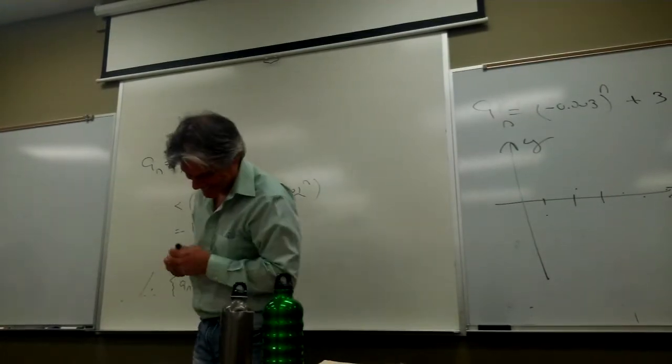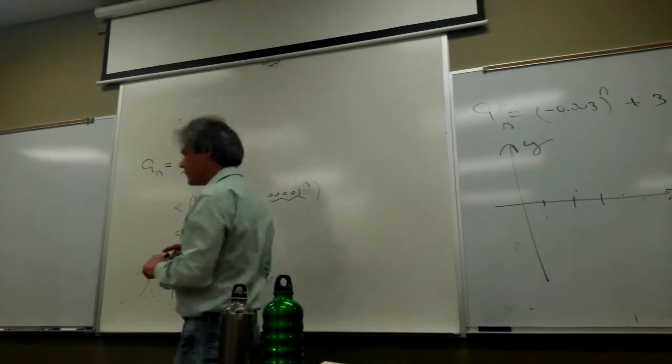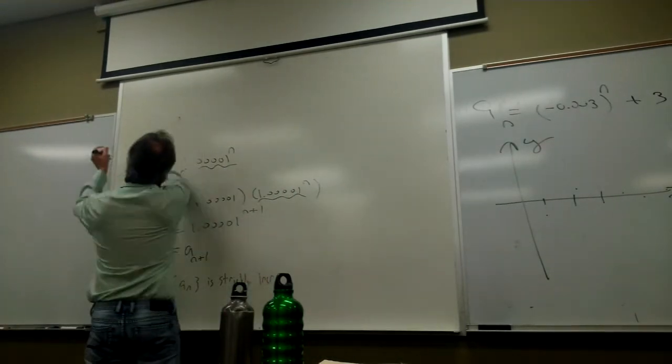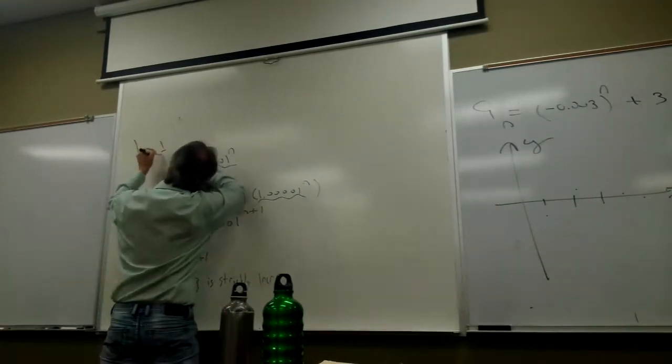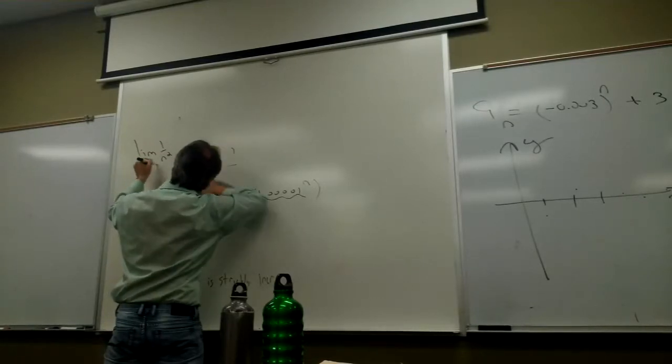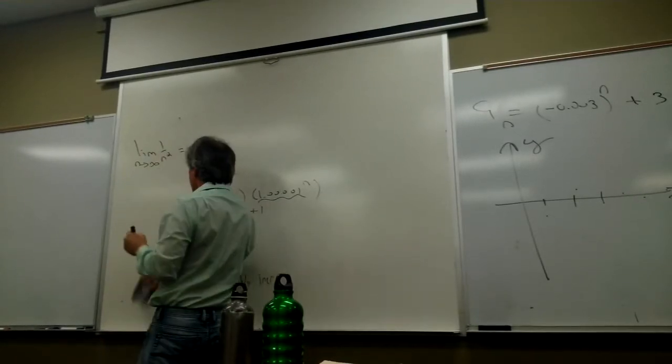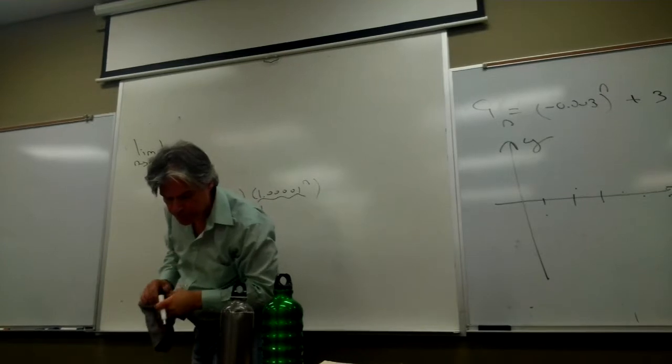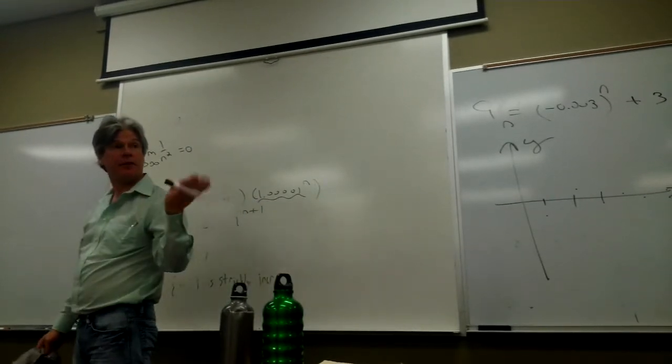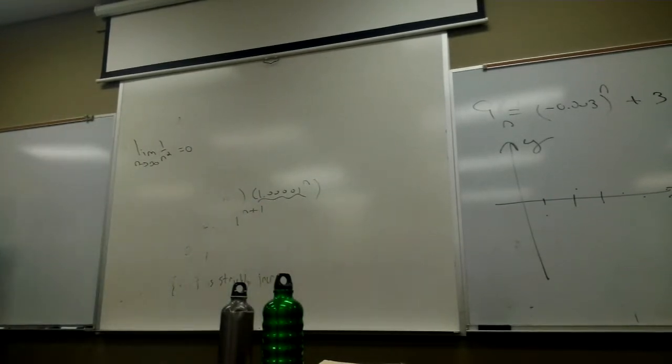All right. So the limit of 1 over n squared as n increases without bound is equal to 0, but the author wants me to actually prove that this is true. Now let me go back to my definition.